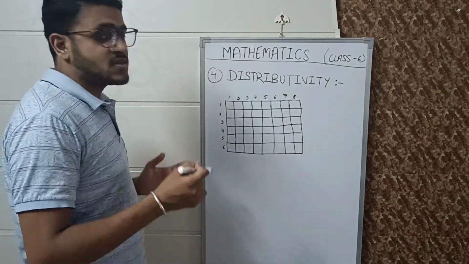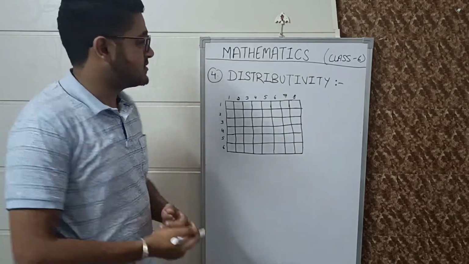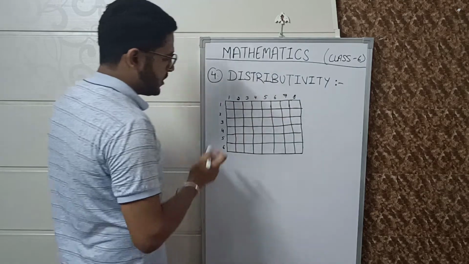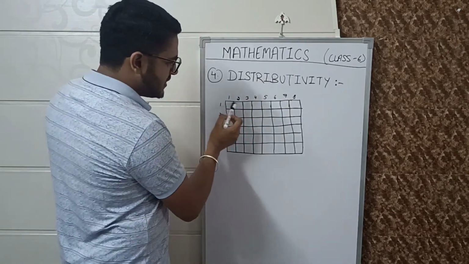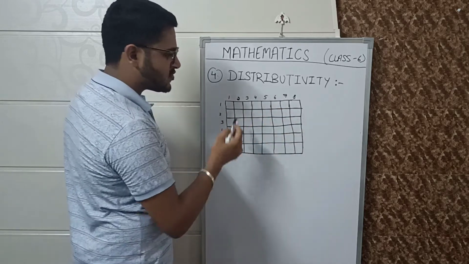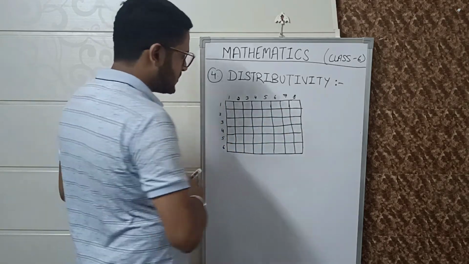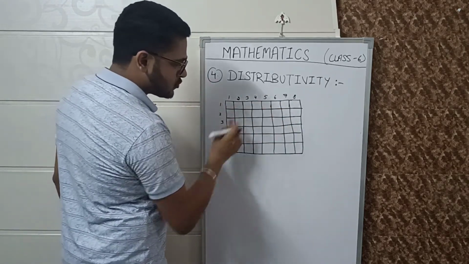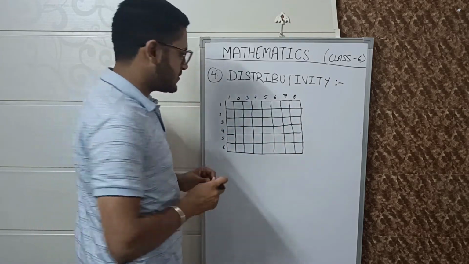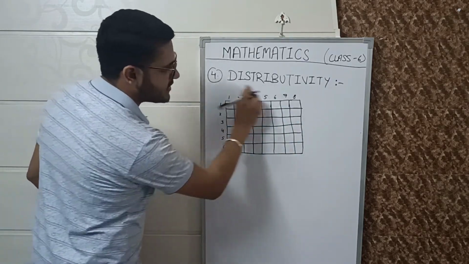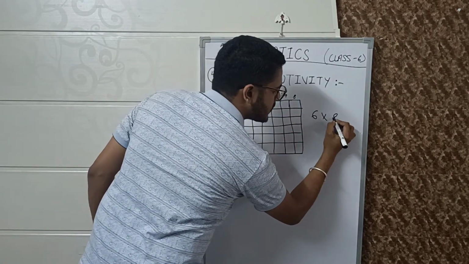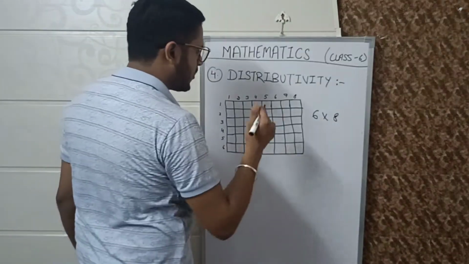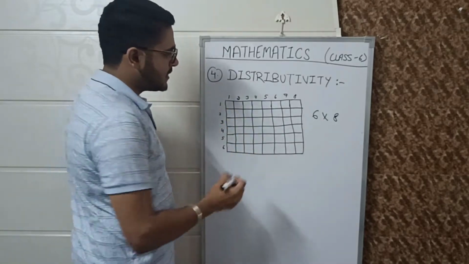Now let's talk about another property of whole numbers. Let's take a graph paper of size 6 by 8 centimeters, in which each square is of size 1 centimeter. So what will be the total number of squares in this graph paper? It will be 6 into 8, right? Now let's do one thing.